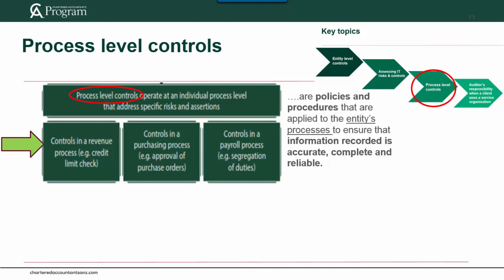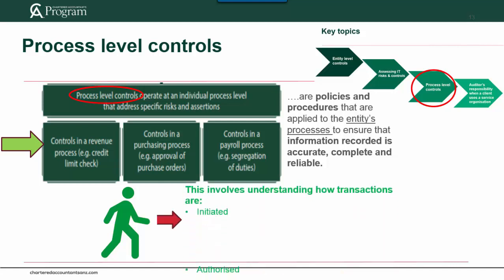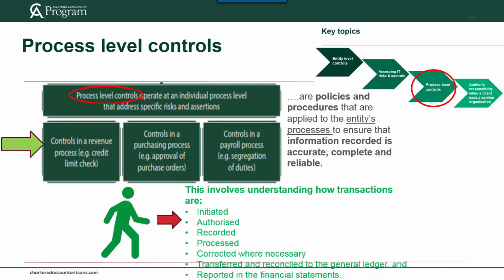This understanding is typically obtained by the auditor by performing a walkthrough. A walkthrough follows a single transaction through the entity's processes in order to understand the flow of the transaction from start to finish, including the risks in the process and the controls put in place to mitigate the risk. This typically involves understanding how transactions are initiated, authorized, recorded, processed, corrected where necessary, transferred and reconciled to the general ledger, and reported in the financial statements.